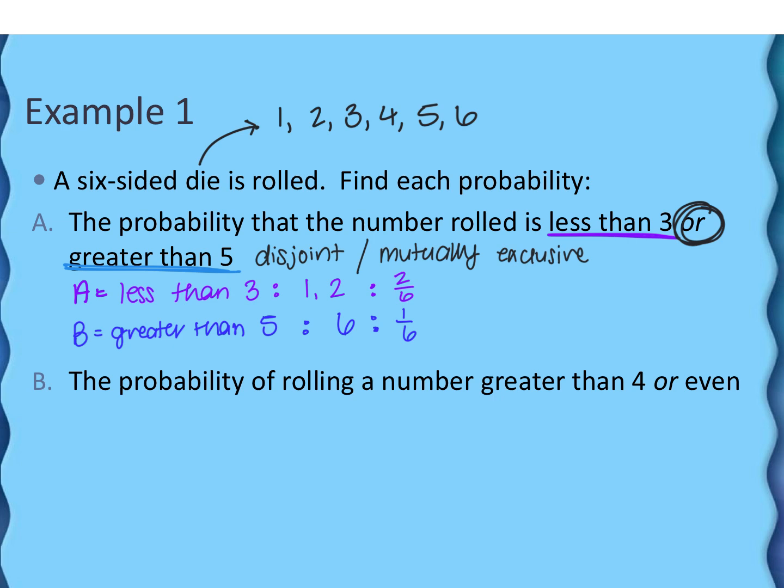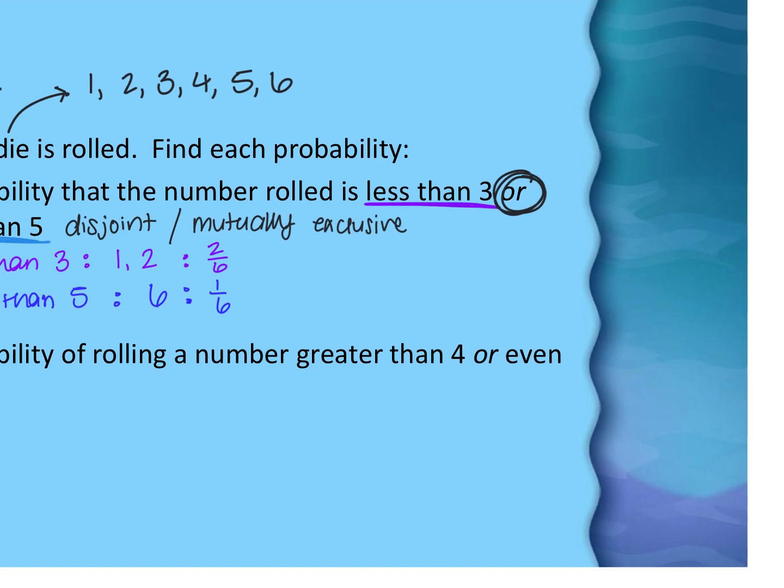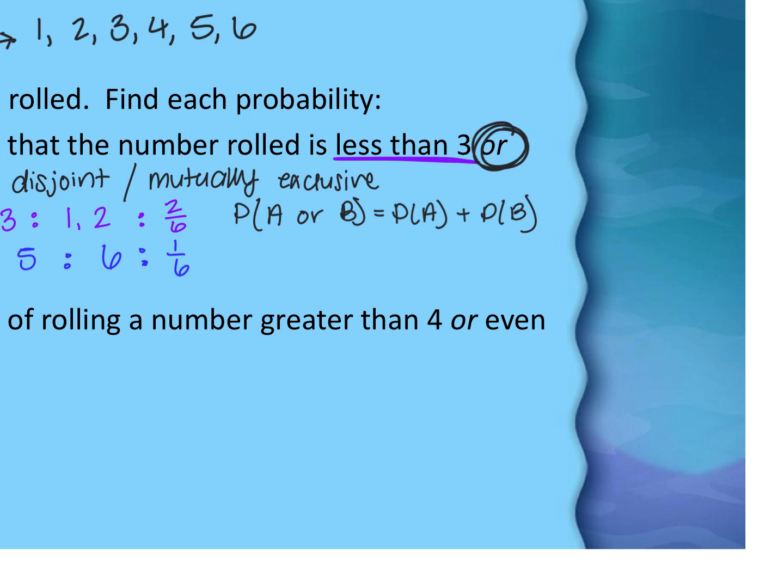All right, now looking at it, we're going to go ahead and find some information. Formula that I'm going to use for disjoint. Again, you have to know your formulas. It's going to be the probability of A or B is equal to the probability of A plus the probability of B. And keep in mind, I have to have a common denominator when I'm adding. So what are my 2 probabilities? A was 2 over 6 plus B, which is 1 over 6.